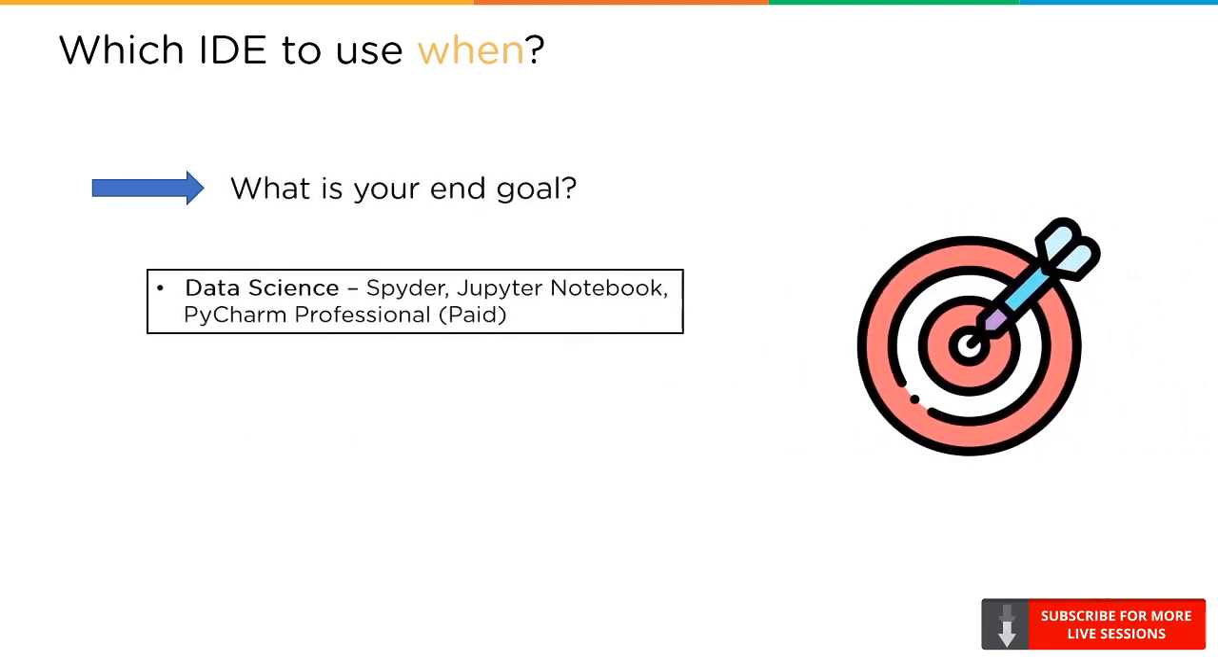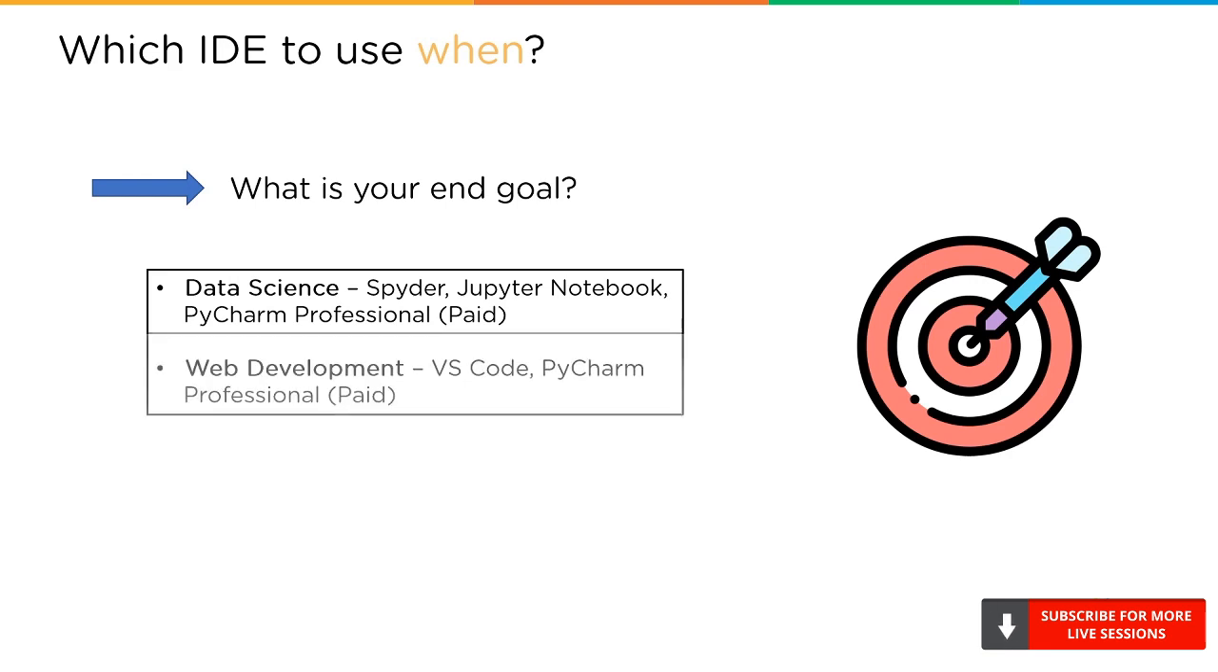Now next is, what do you intend to do or what kind of a project are you working in? If you're working with data science, then Spyder, Jupyter Notebook, PyCharm, the professional version, are the best IDEs for data science and machine learning applications. If you are from web development, then Microsoft Visual Studio Code, PyCharm Professional are the best IDEs.